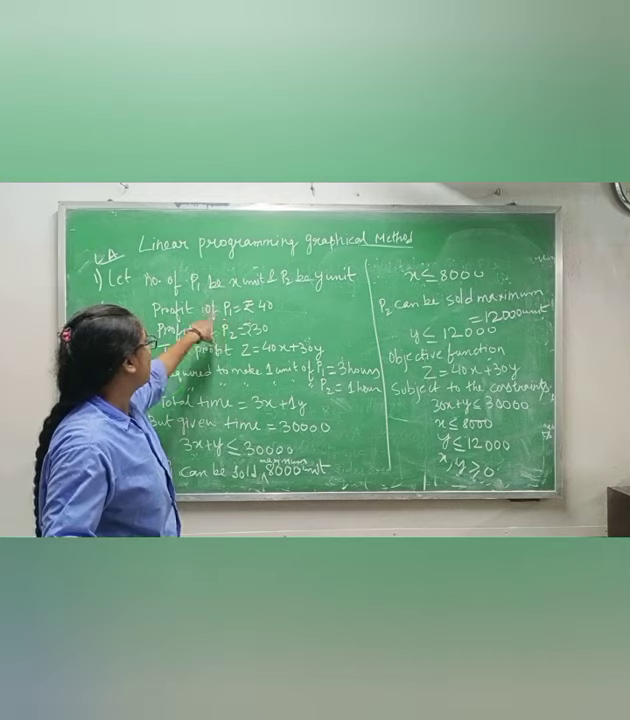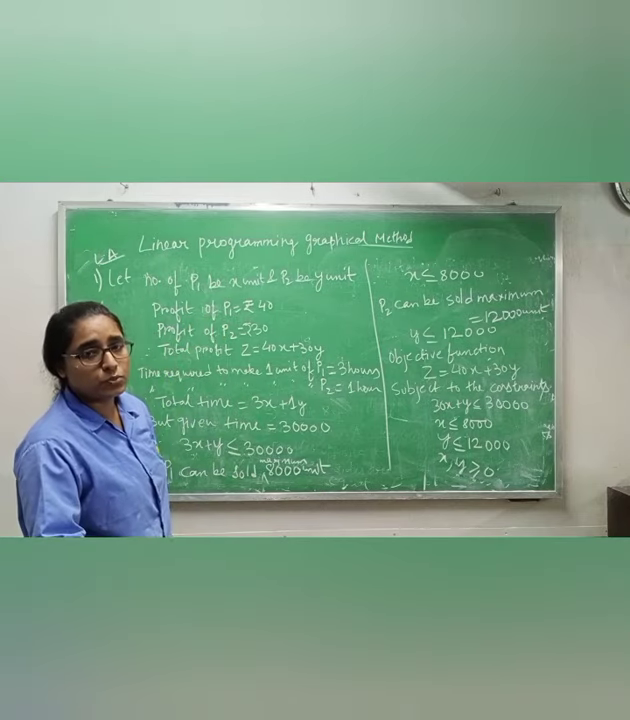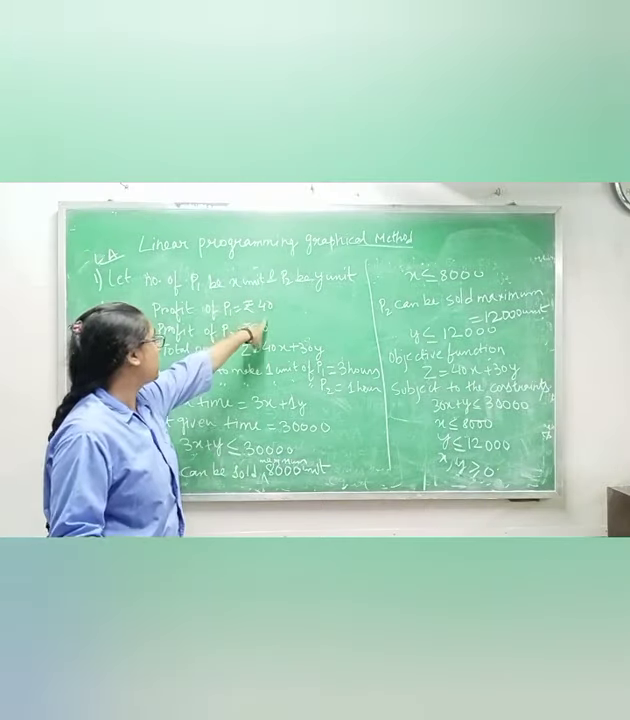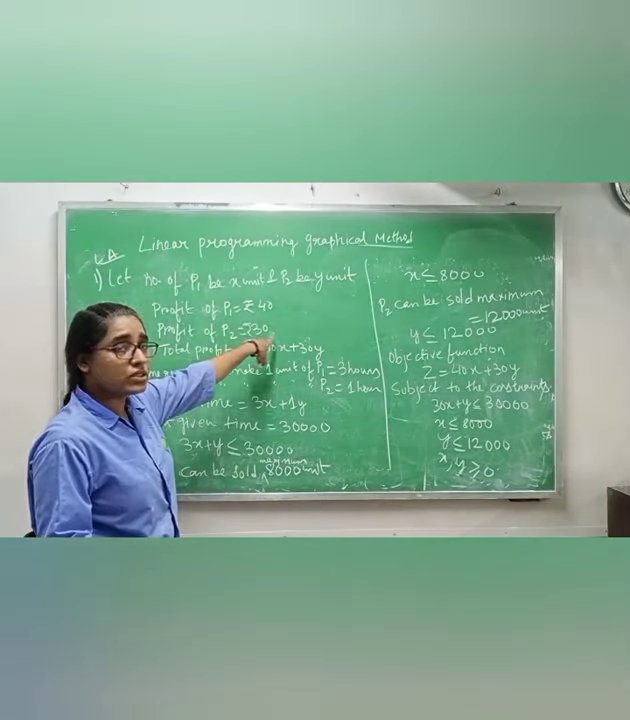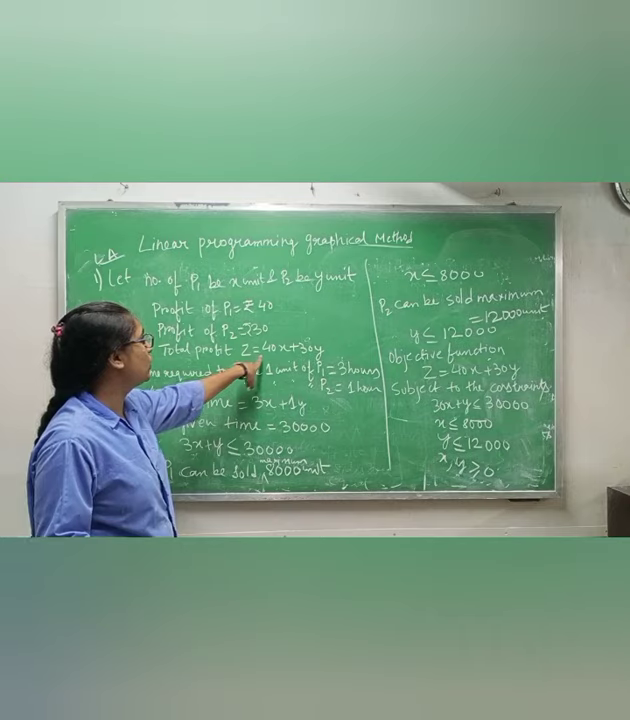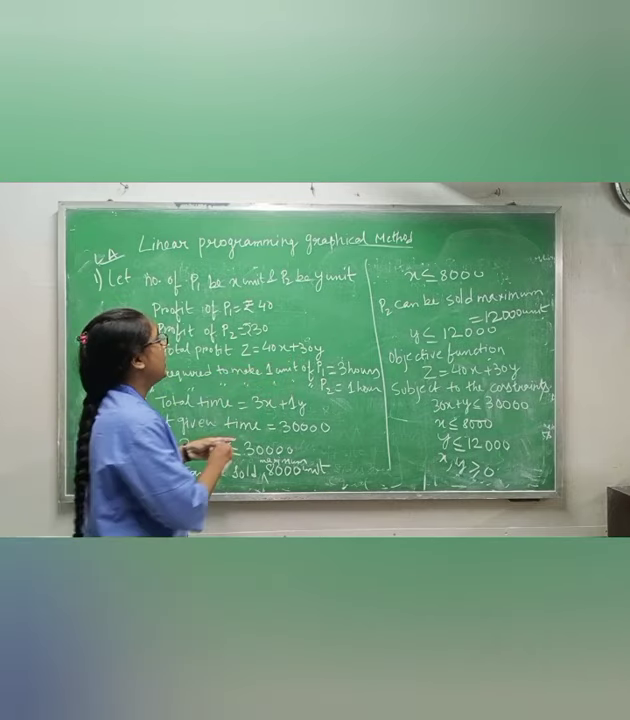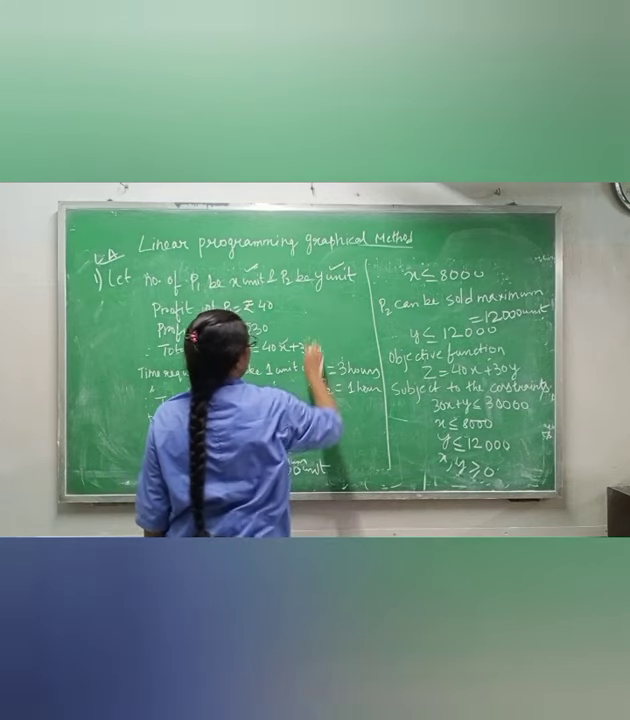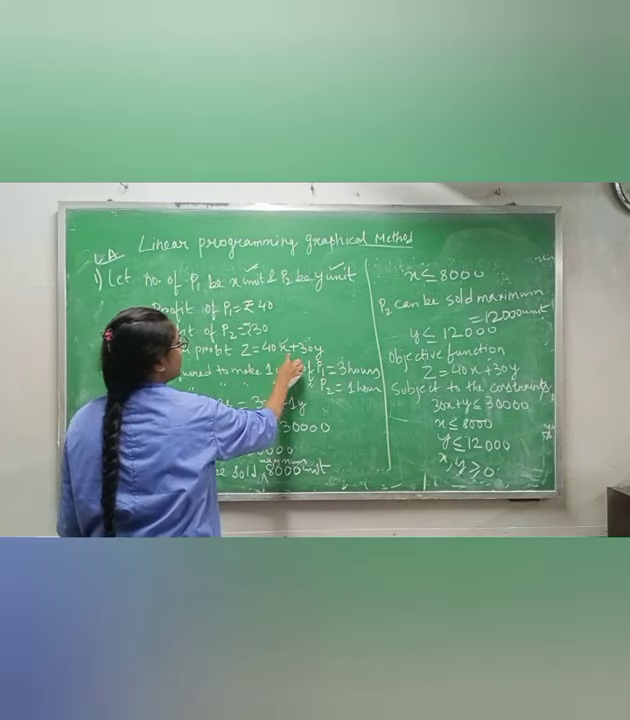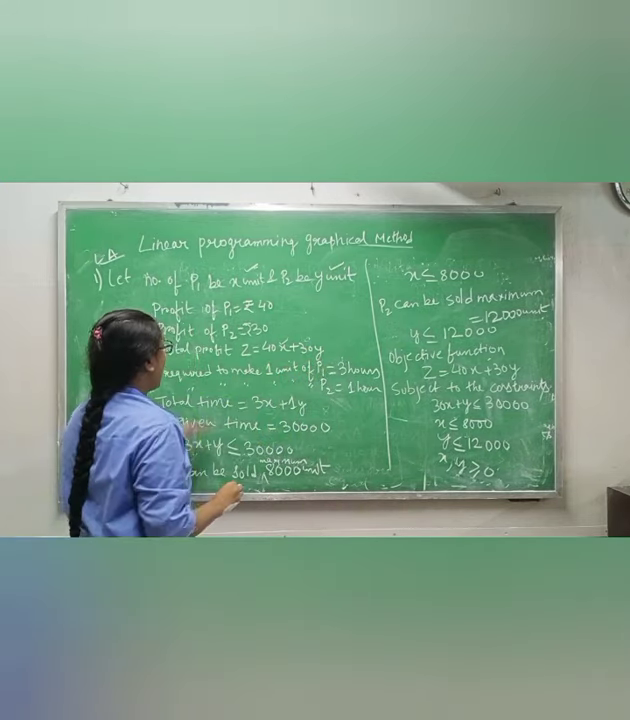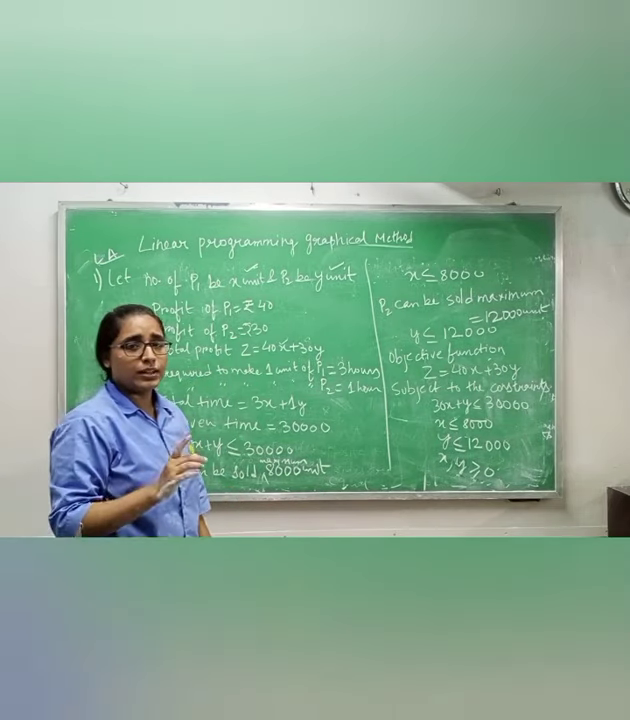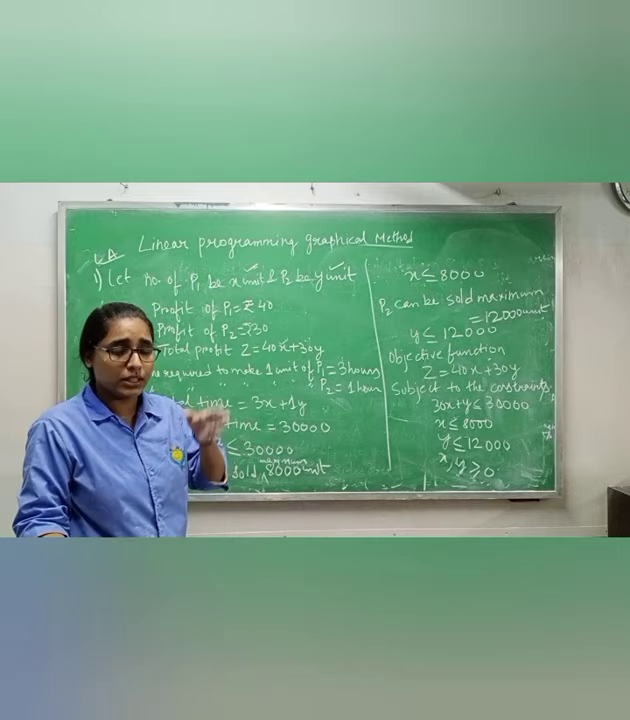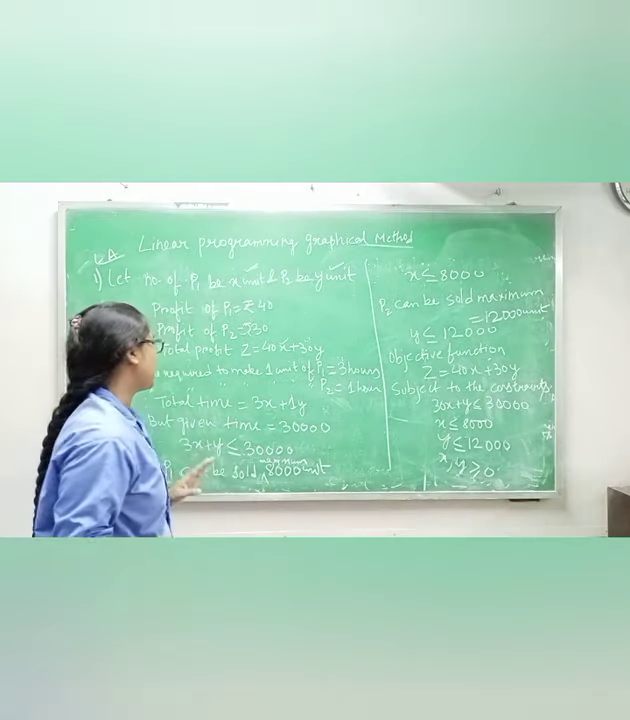Profit of P1. So what is the profit of P1? Profit for each unit of P1 is rupees 40, profit of P2 is rupees 30. So total profit Z you will get 40x plus 30y. x is the number of units of P1 and y is the number of units of P2. So 40x plus 30y. Okay. I am not writing Z max or Z min here because they are not asking which one is maximum, which one is minimum right now. They are not asking anything.